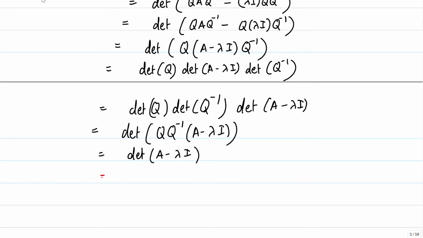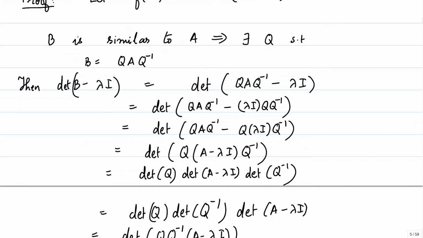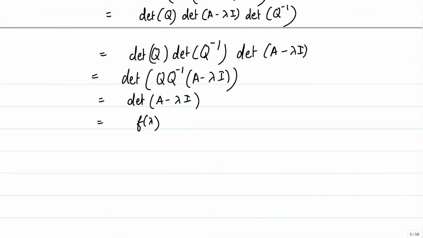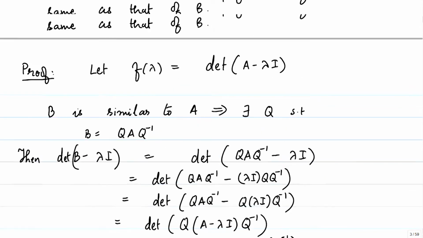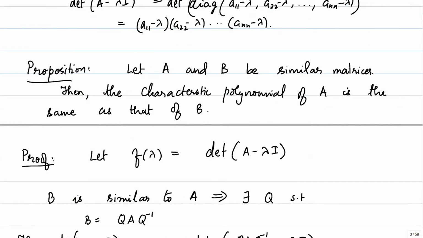And the final thing that we wrote is nothing but f of lambda, which is the determinant of A minus lambda I, the characteristic polynomial of A. So yes, the characteristic polynomial of B is equal to f of lambda, which is the characteristic polynomial of A, and we have proved the result. Okay, so let's go back to the statement once more and try to see the implications of this.